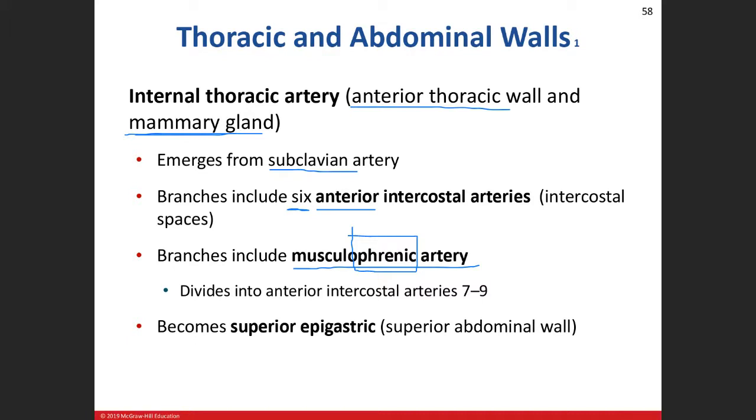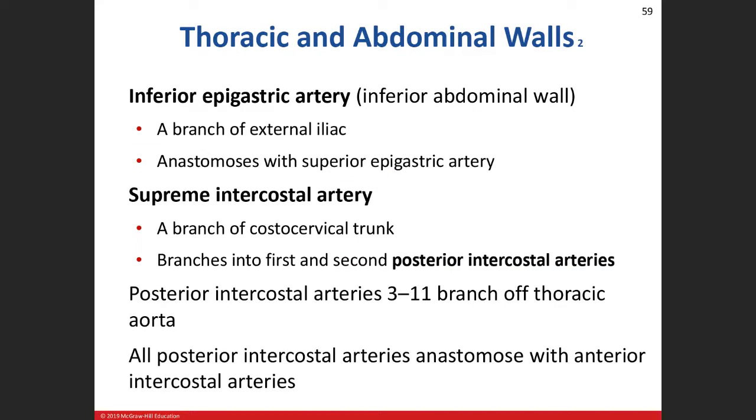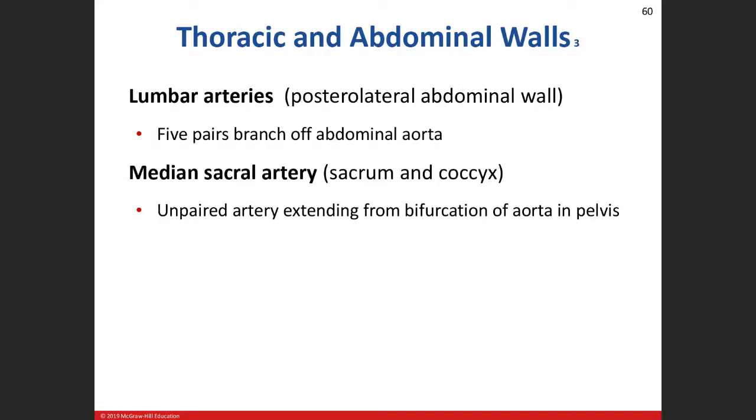And so it divides into 3 other arteries for intercostal spaces 7 through 9. And then the last major part of the internal thoracic artery is known as the superior epigastric artery, and this is going to supply the top portion of your abdominal wall, pretty much everything above the belly button, okay? So it's always easier to show you a picture. I'll come right back to that.